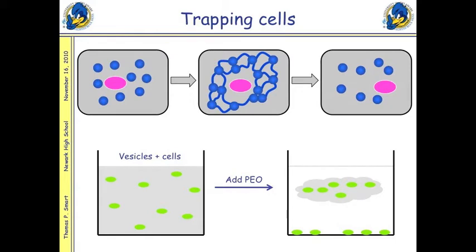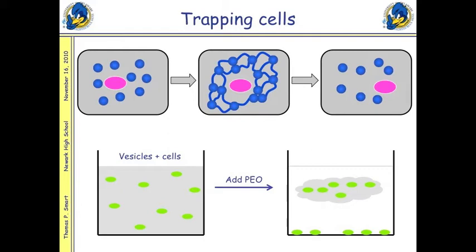So we set up our experiment with our vesicles and cells, mixed up, added PEO, and we never imagined we would trap all the cells, but what we were hoping is when these aggregates formed in the solution, we get this large gel network forming, that we would, in fact, trap some of the cells within the gel.